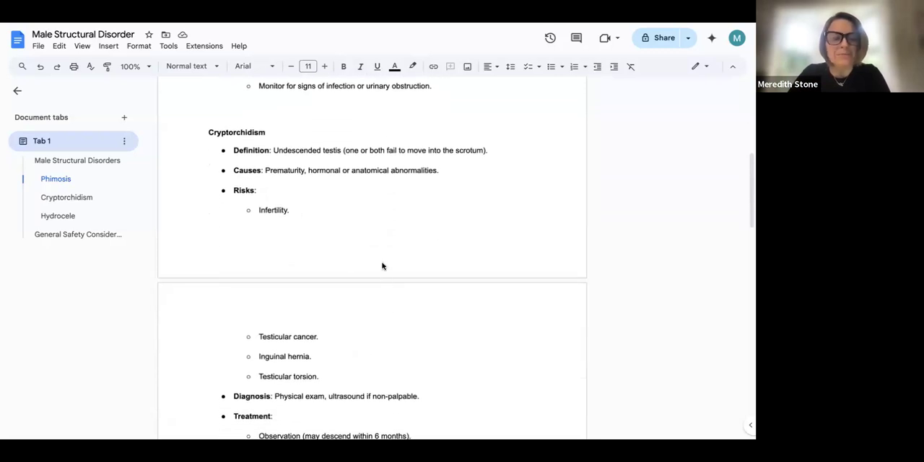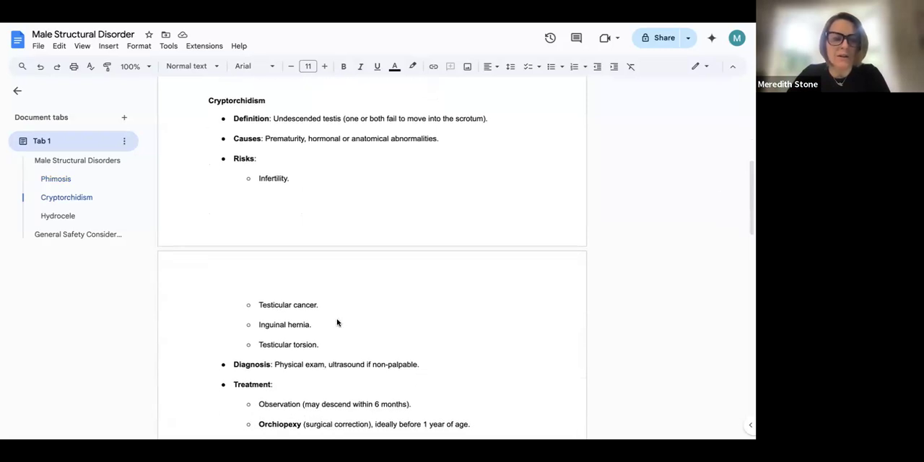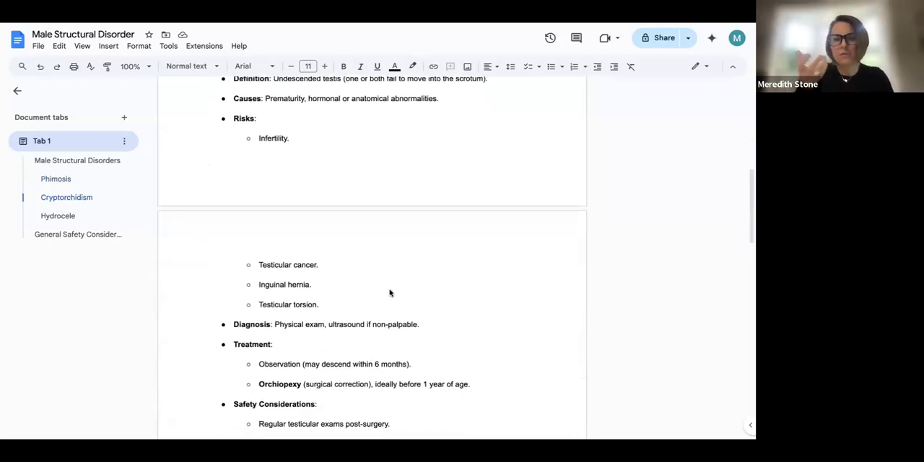With cryptorchidism, there is risk for infertility, testicular cancer, inguinal hernia, or testicular torsion, which means the twisting of the testis. They can usually diagnose it by physical exam. So that's why you'll roll the scrotum to feel, especially when they're newborns, right? You roll the scrotum with your gloved hand, feeling for the testes in the sac to make sure they've descended.